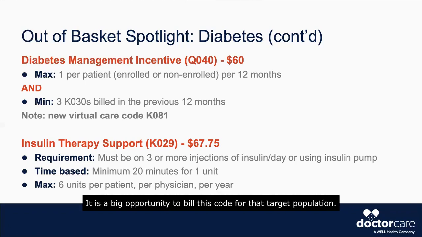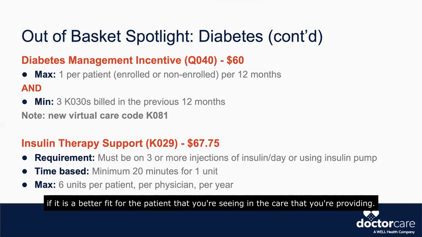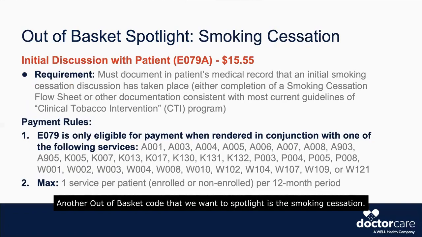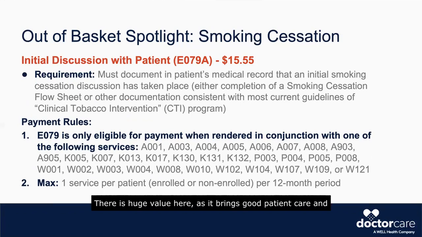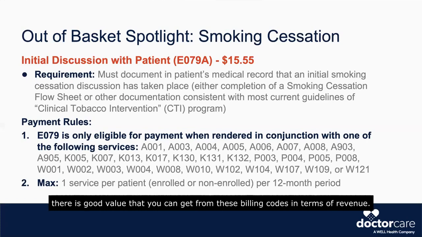It is a big opportunity to bill this code for that target population. And we would recommend that you bill this code instead of the K030 if it is a better fit for the patient that you're seeing and the care that you're providing. Another out-of-basket code that we want to spotlight is the smoking cessation. There's huge value here as it brings good patient care, and there's good value that you can get from these billing codes in terms of revenue.